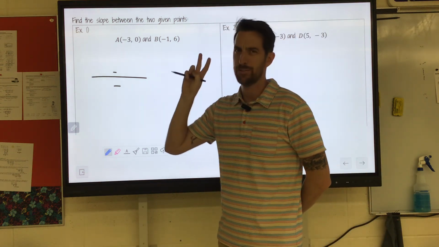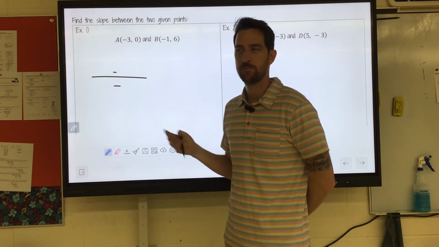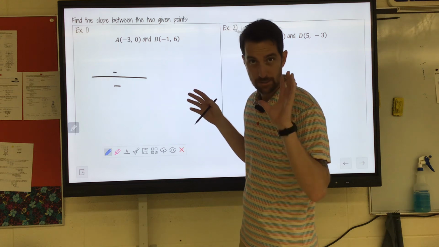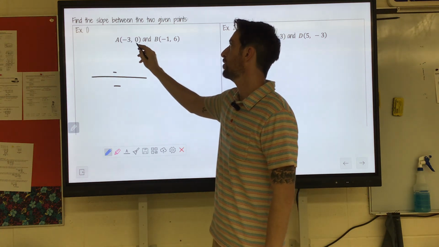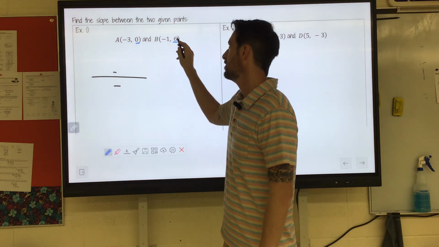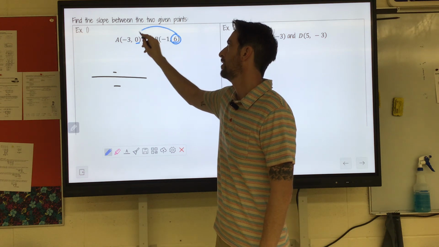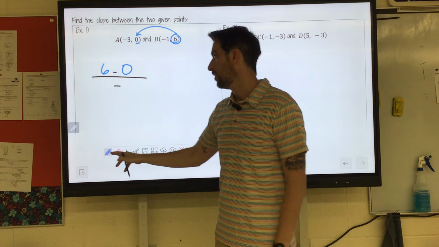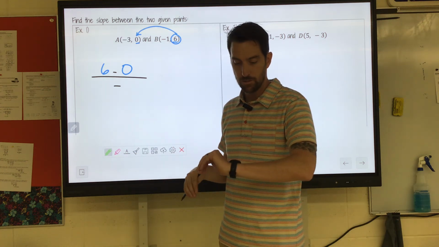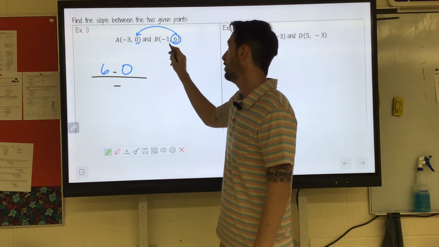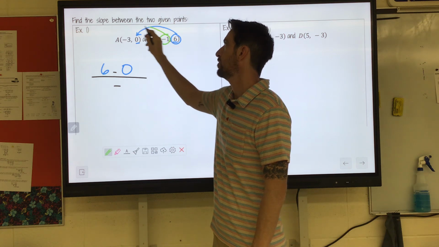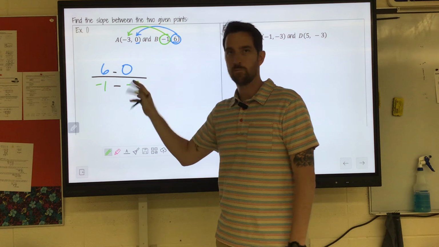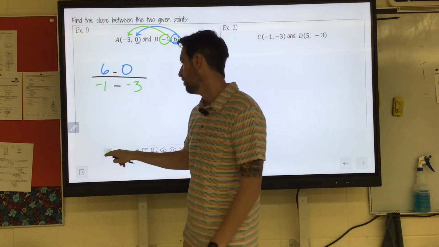The formula says y2 minus y1. It just means the second y minus the first y. But you could reverse it too. Again, just be consistent. The y's are going to be the 0 and the 6. Let's say I used the 6 first, the 0 second. So 6 minus 0. With the x's in the denominator, you would want to use that same order: -1 first minus -3. If you reversed both of those, it's still going to come out to the same answer.